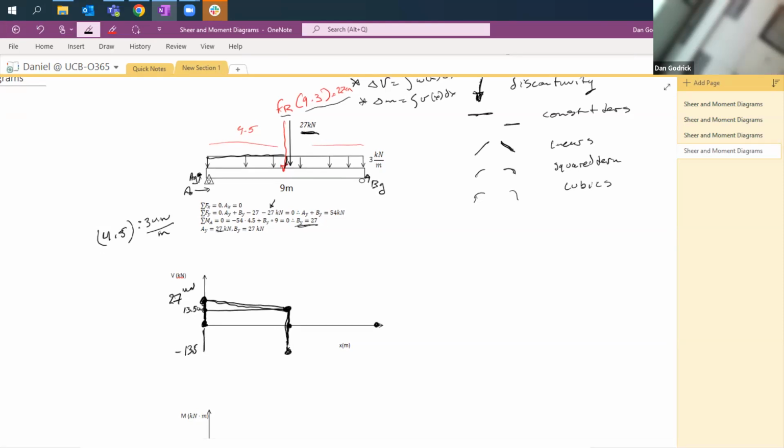So then what happens after that applied load? Well, what happens after that applied load is that we go down in a distributed way. So we go down some more.